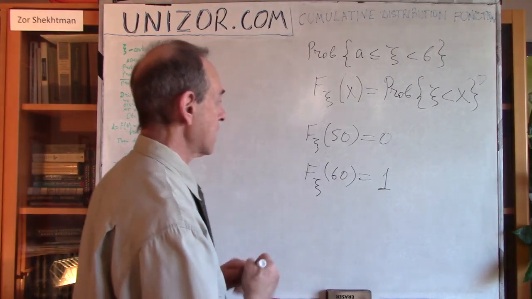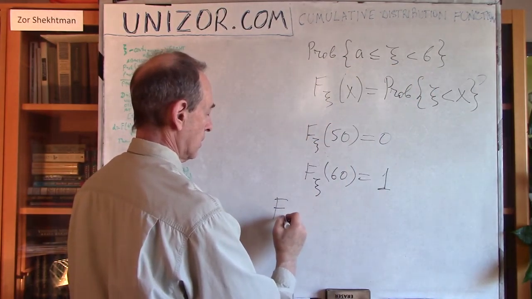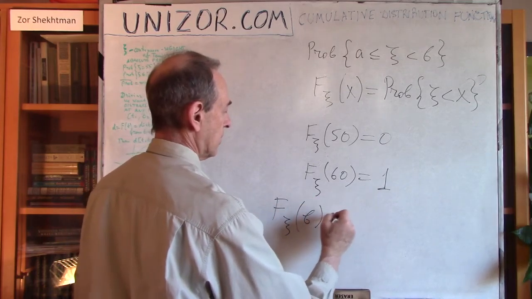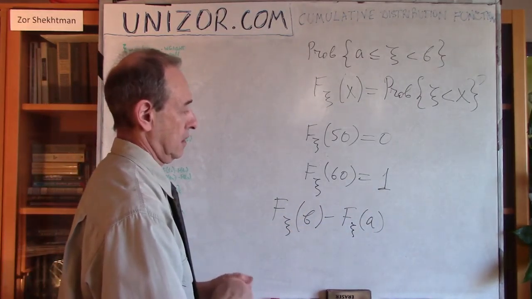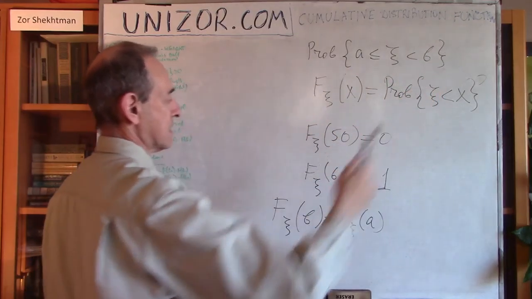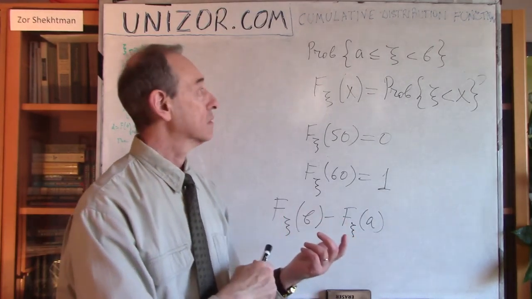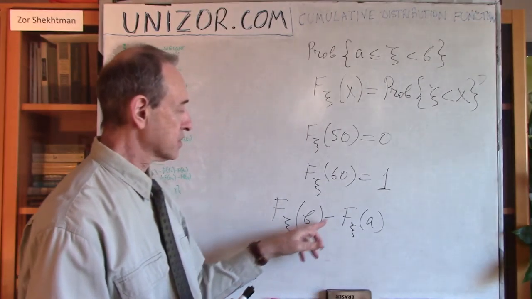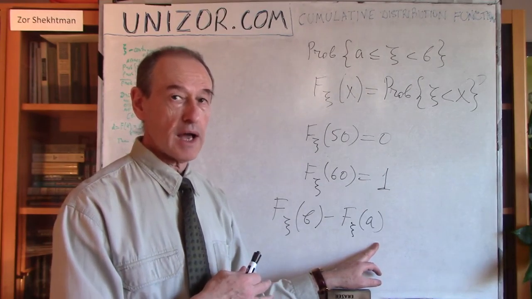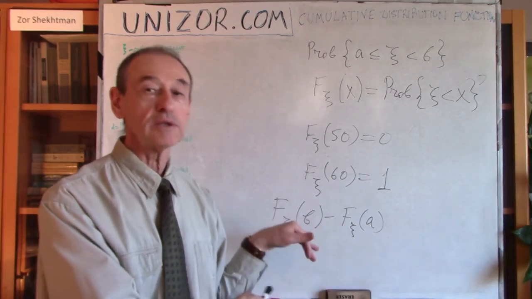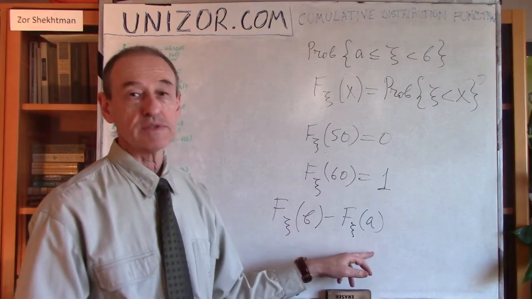And now we can always tell that the probability which we are looking for from A to B is F at B minus F at A. Let's say A is 55 and B is 57. So what's the probability of our tennis ball to weigh between 55 and 57? Well, that's the probability to be less than 57. Now this is the probability to be less than 55, and we have to subtract it because we are not interested in whatever is less than 55. We are interested only in greater or equal than 55. And that's why we have subtracted.